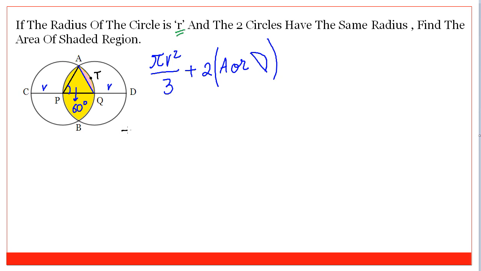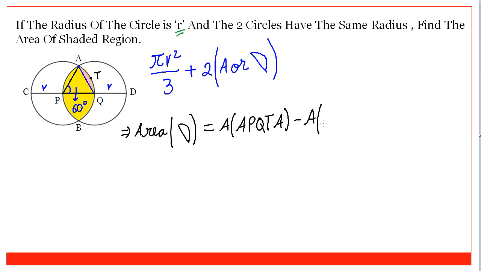So we can say that the area of this flap, which we want to take out, equals the area of the sector APQTA minus the area of the equilateral triangle APQ. Don't think that I multiply some constant A. A stands for area. For visualization, I am using A for area in this case.